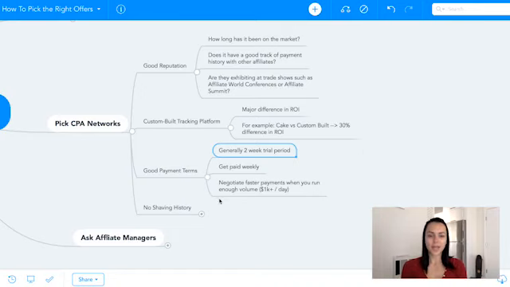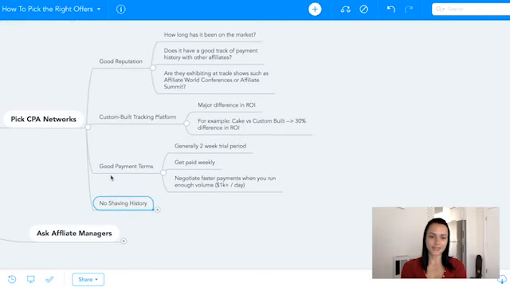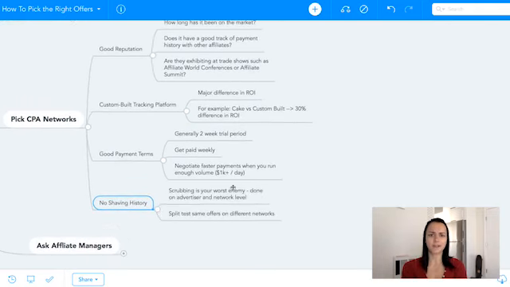And the last thing I want you to make sure of is that the network you work with does not have a shaving history. How can you make sure of it? Unfortunately, there are not many ways. You have to do your own research and check if anyone is talking about scrubbing, or if anyone has spotted them shaving your leads.